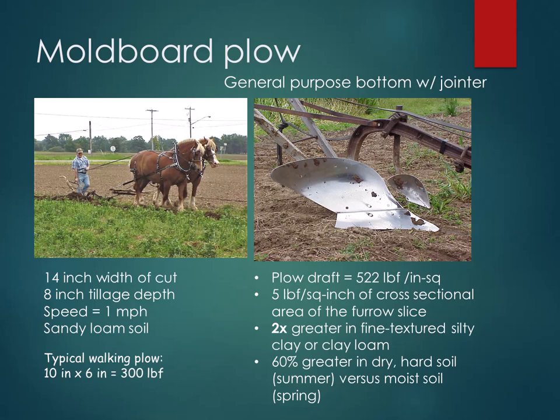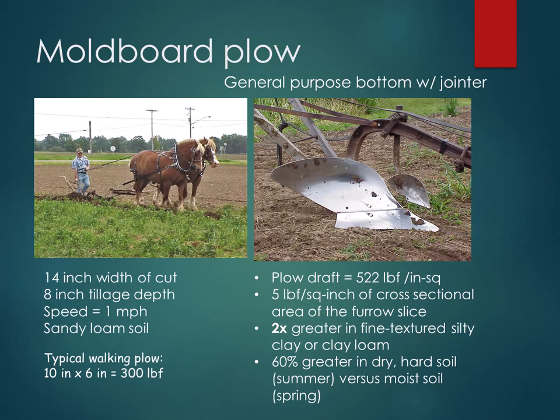The draft of most tillage tools is related to the volume of shattered, lifted, and moved soil. Plowing at a depth of 4 inches rather than 8 inches will reduce the draft by one half and ease the burden of your animals. If weed control is a major objective, skim or stubble plowing at a shallow depth will reduce the load on your animals and allow you to accomplish more work throughout the day.